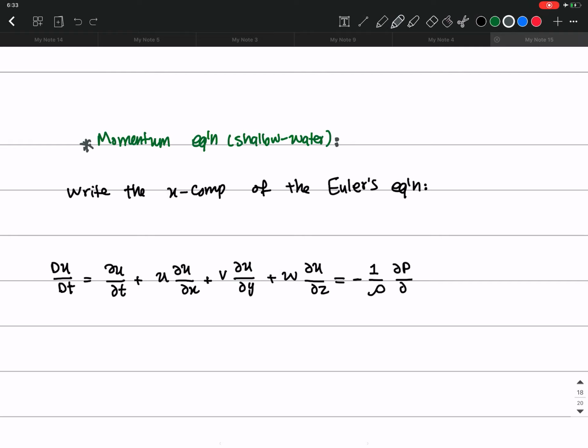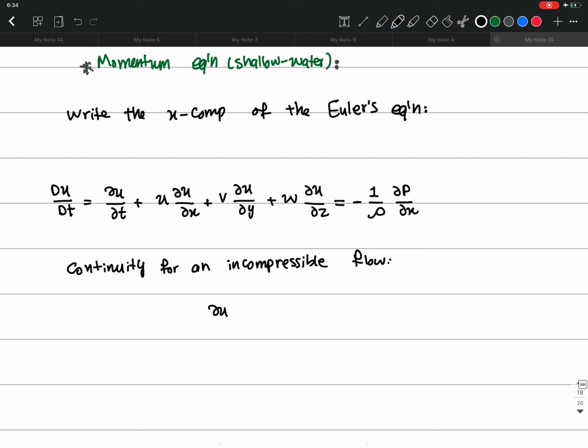So let me just also write the continuity equation again for an incompressible flow, which is what we have here, water. So based on that, we have partial u over partial x. This is the continuity for an incompressible flow. Partial v over partial y plus partial w over partial z equals to 0.